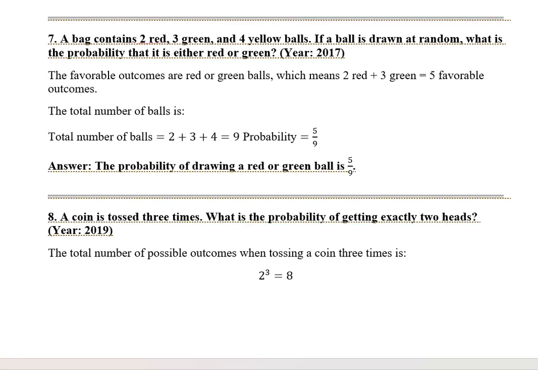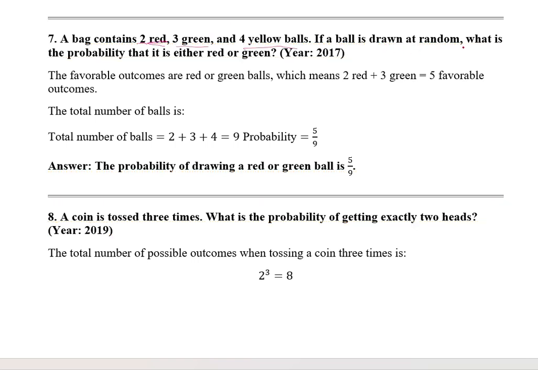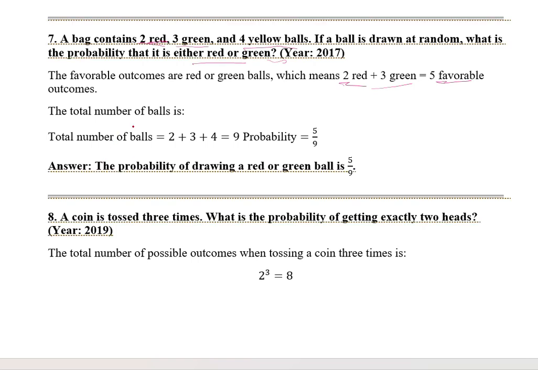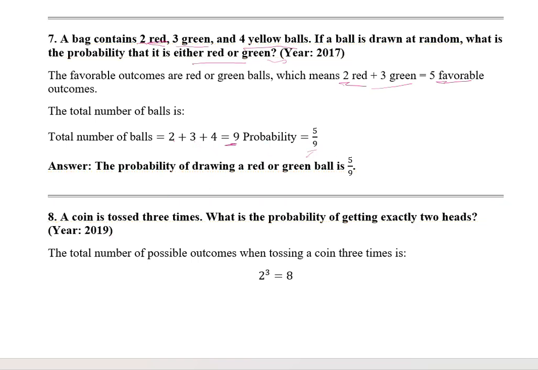A bag contains 2 red, 3 green, 4 yellow balls. If a ball is drawn at random, what is the probability that it is either red or green? The favorable outcomes are red and green balls, which means red plus green is 5, out of a total of 2 plus 3 plus 4, which is 9. So the probability is favorable outcomes divided by total number of outcomes, which is 5/9, and we get this.